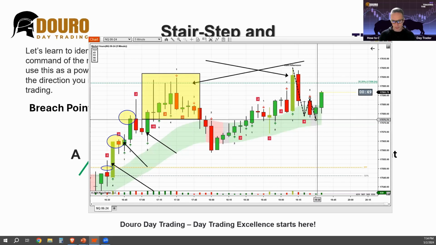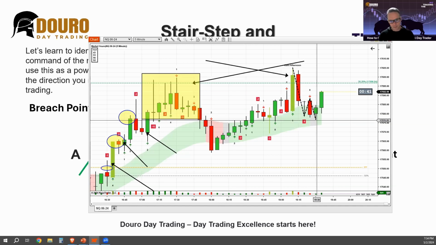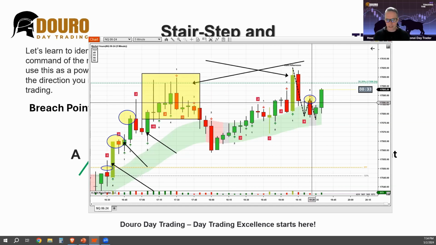So at the bottom of that little candle there, guys, you can say who owns the stair step. Big selling leg, little buying leg, big selling leg, sellers own the stair step. What are they doing right now? The buyers are breaking through the seller's B point. I'm not kidding. That's a live NASDAQ chart.